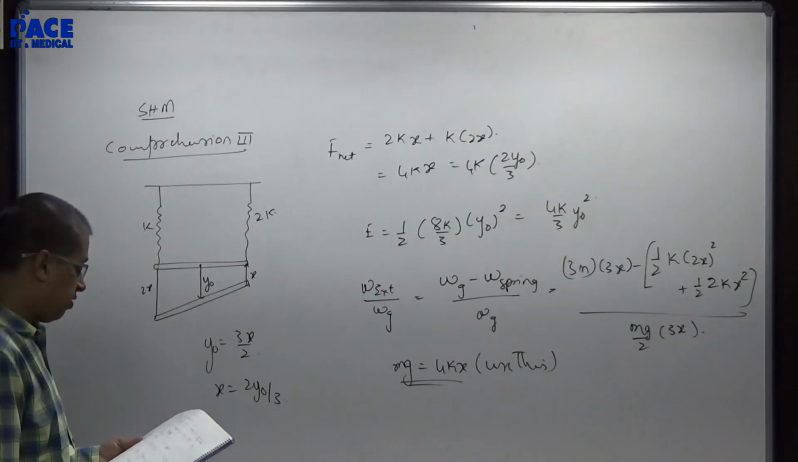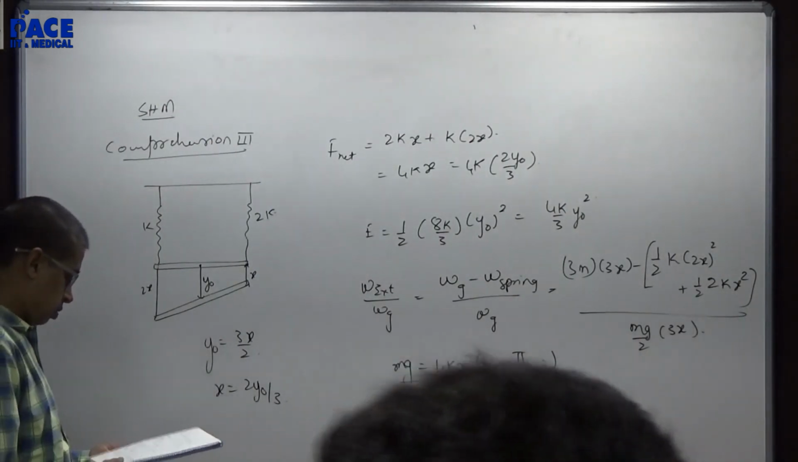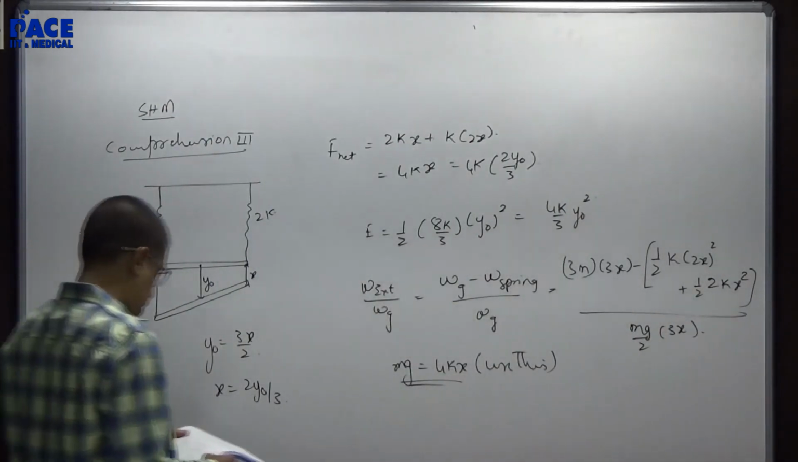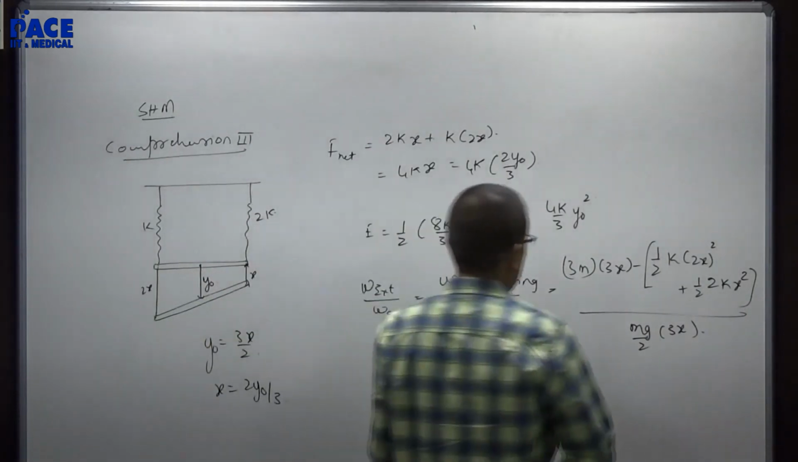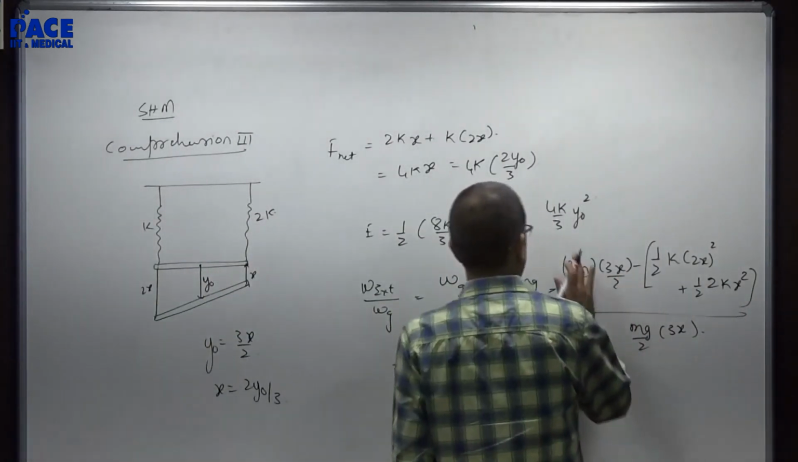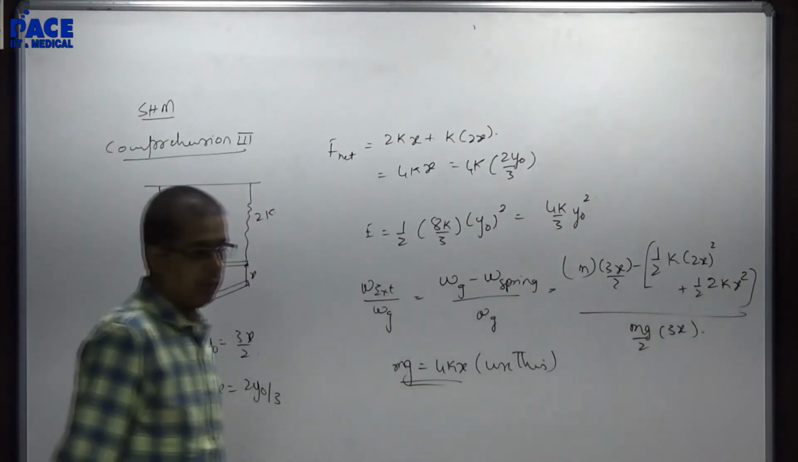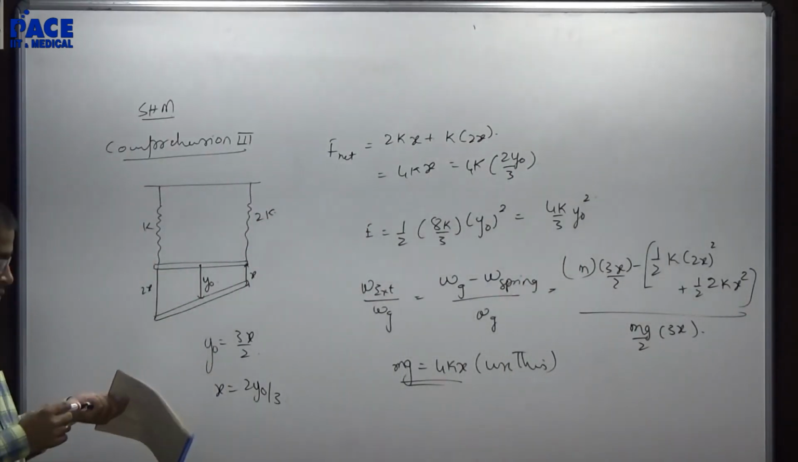Gravity is what doesn't have any mass? Not is like M into 3h by 3. M into 3h.